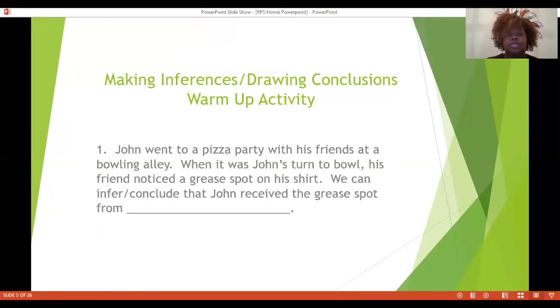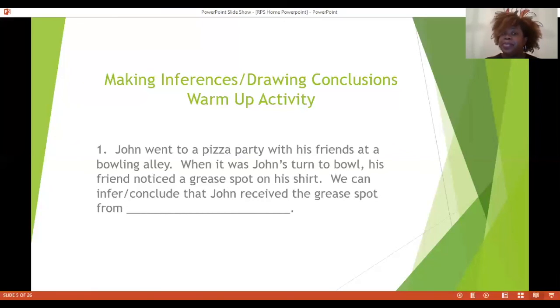So I need to start looking at the evidence in the text. So I know, one, they went to a pizza party. Two, he's at a bowling alley. And now he has a grease spot on his shirt. My background knowledge would tell me pizza can be greasy, so that could cause the stain. And bowling alleys, while fun, can be crowded, and someone could have bumped into him. It could have just been a place where it was easy for him to have an accident or a spill. So I conclude or infer that John received the grease spot from the pizza falling.